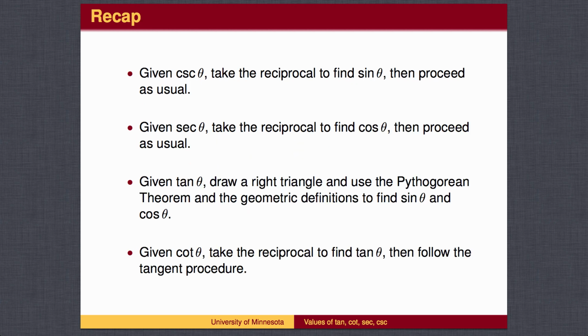To recap, if you are given the cosecant or secant value, take the reciprocal to find the sine or cosine value, and then proceed as usual. If you are given the tangent value, draw a right triangle, use the Pythagorean theorem and the geometric definitions to find sine and cosine, and then proceed as usual. If you are given the cotangent value, take the reciprocal to find the tangent value, and then follow the tangent procedure.